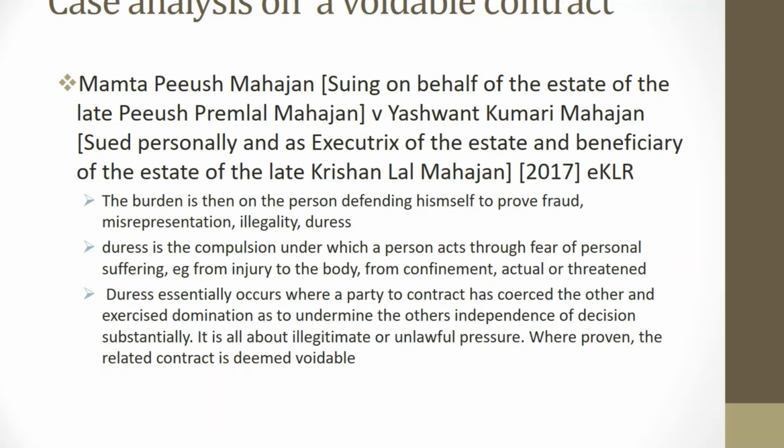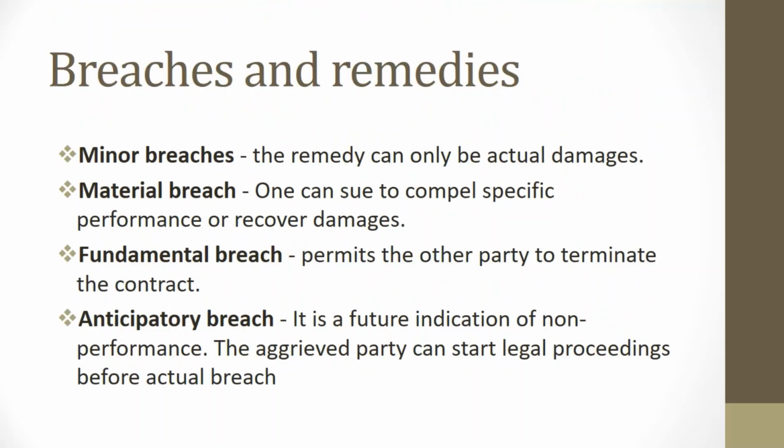Now, before we conclude this part of the video, I want us to look at breaches and remedies. And remember, in any contract you sign, you might encounter a minor breach, you might encounter a material breach, you might encounter a fundamental breach or an anticipatory breach. Now, with a minor breach, the remedy will be actual damages. For material breach, that means you can sue for specific performance or recover damages. By specific performance is that when you sue, the court will force the other party to fulfill their duties accordingly.